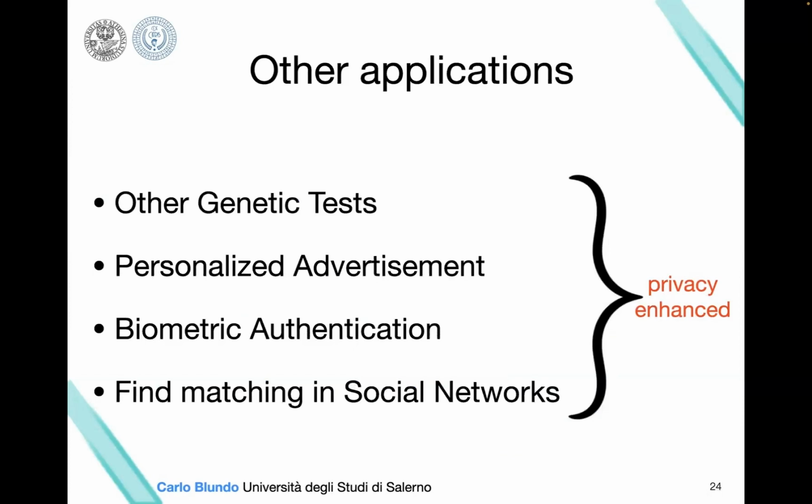There are several other applications. On the left side of the slide, we see the applications that we can run in a digital world: personalized advertisement, biometric authentication. We can find matching in social networks, or we can run other kinds of genetic tests. We can do all these protocols, without privacy, in a privacy-enhanced way by suitably using private set intersection protocols or some of their variants.